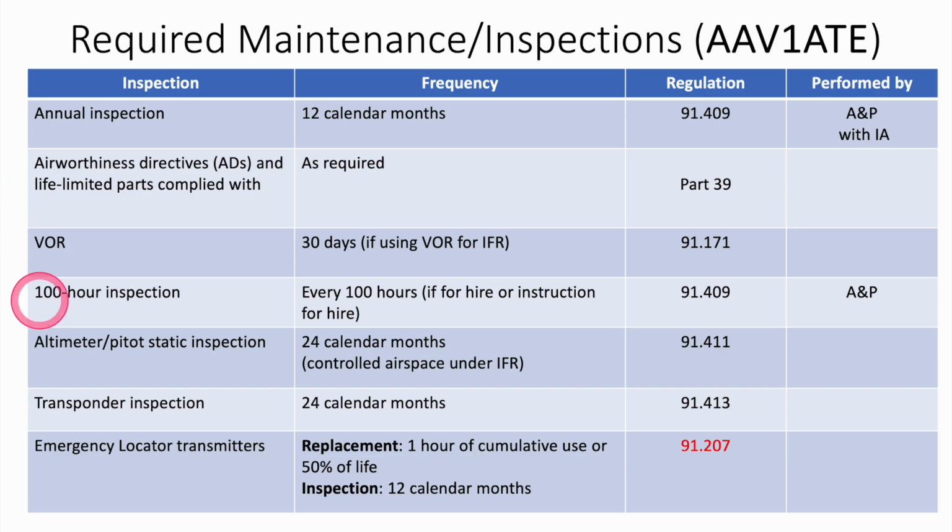Oftentimes the 100-hour and annual inspection will be scheduled together because it just makes sense to get them done. You don't want to do the annual and then in 2 weeks have to do the 100-hour or something, so they usually will combine them. The next two categories, altimeter, pitot-static inspection, and transponder, are every 24 calendar months, 2 years.